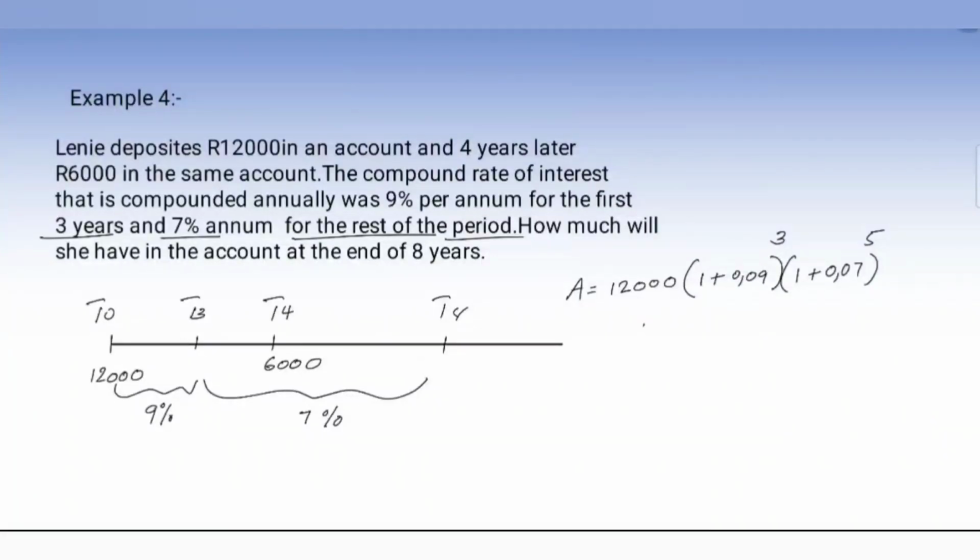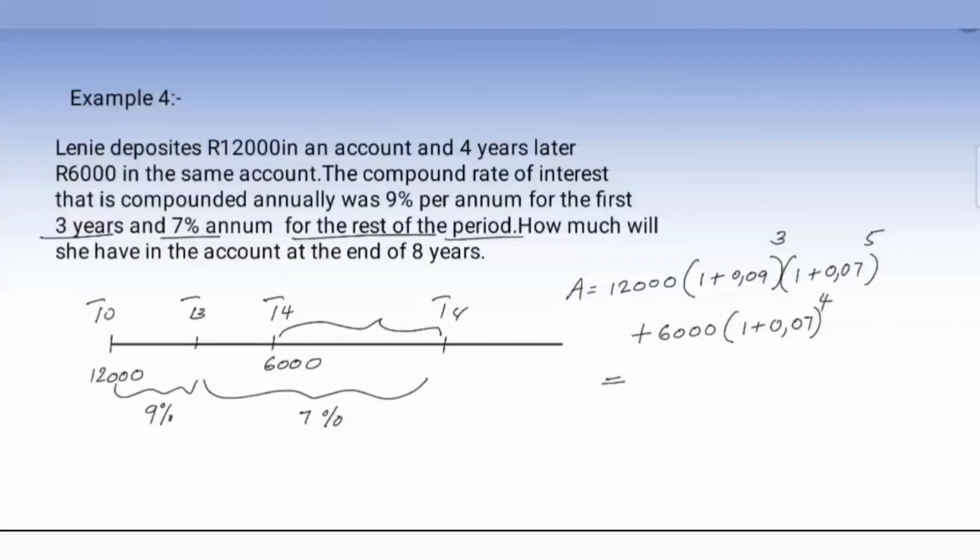Now move to the 6,000. Plus, because it's a deposit, 6,000. The 6,000 has to go for 4 years. From T4 to T8, how many years? 4 years. But the interest rate is not changing during that time, isn't it? It is under the influence of 7%. Do you see that one? Okay. So the 6,000 is there for 4 years. That is 1 plus 0,07 to the power 4. We are done actually.